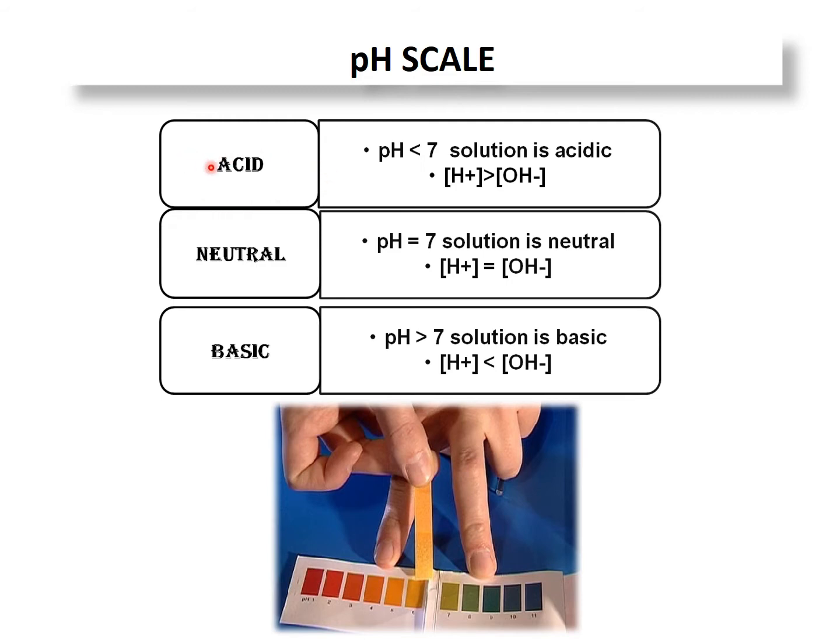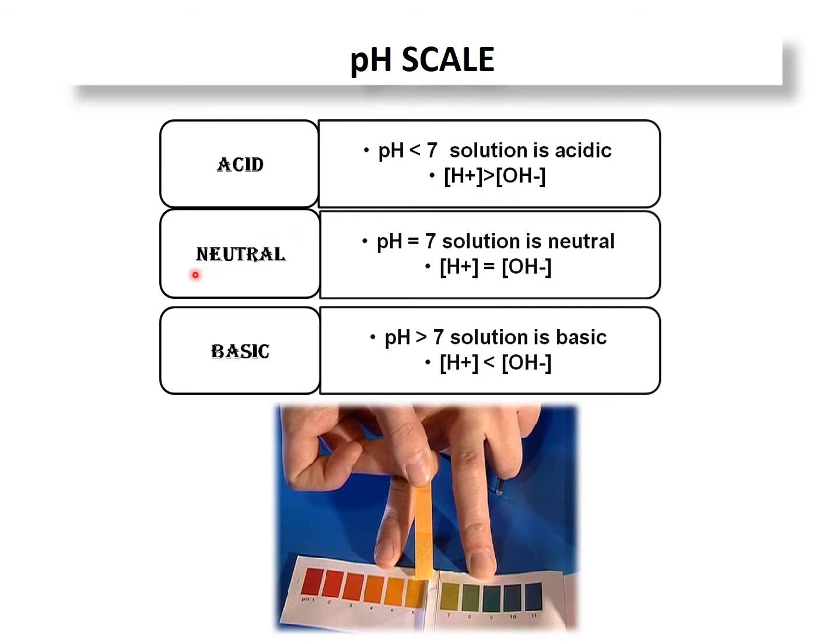A solution is acidic when the pH is less than 7. This is because the concentration of hydrogen ions is greater than the concentration of hydroxide ions.